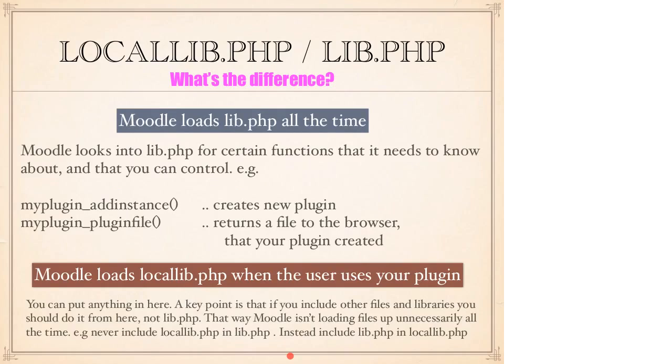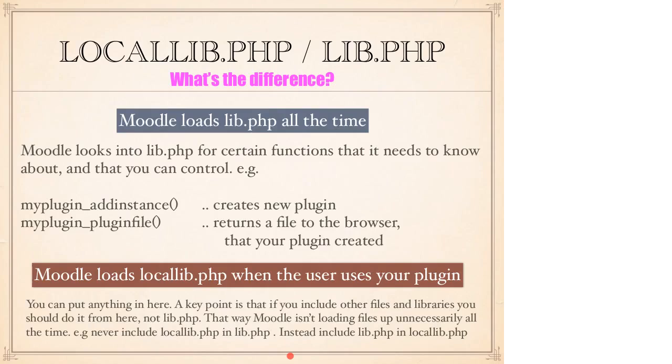Okay, now one of the other things that you notice in the activity module plugins is they've got a local lib.php and a lib.php. And you think, well, what's the difference? Why have I got two of these things, and why can't I just stick it all in one? And when should I use one, and when should I use the other? And for a long time, I didn't really know what was going on here.